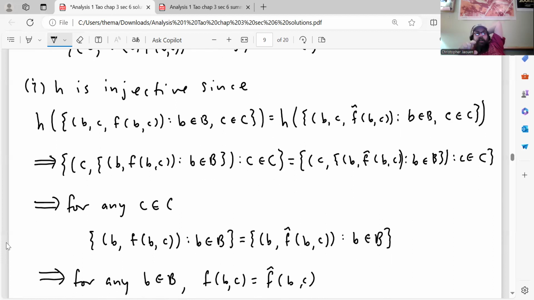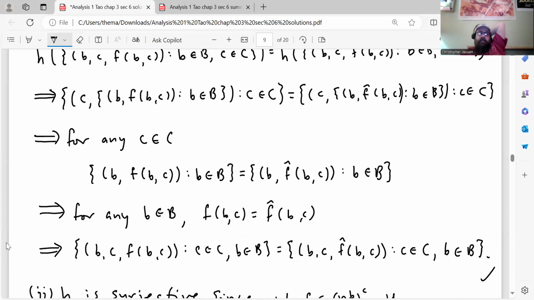the graph of the function f, and I don't want to read out these long sets, which is why I'm saying it this way, but the outputs here are the same. For any b and c, that means that the second components for each of the ordered pairs are the same for the same first component, and that means that f of (b, c) equals f hat of (b, c) for any b and c. So that shows that the function h is injective.